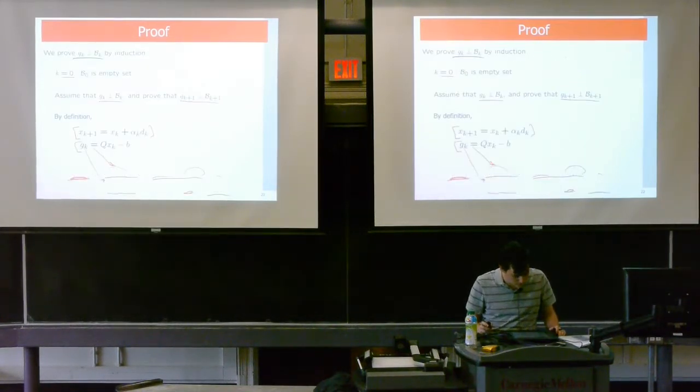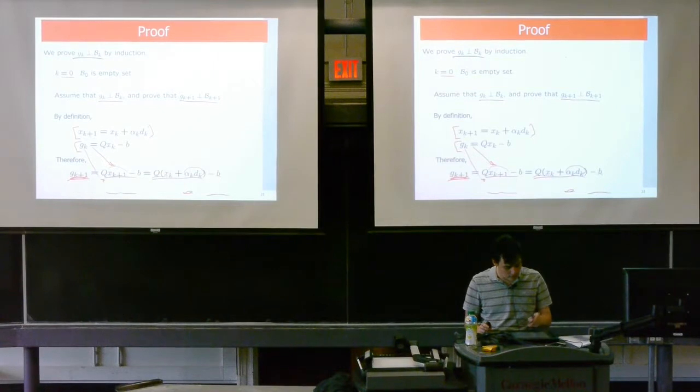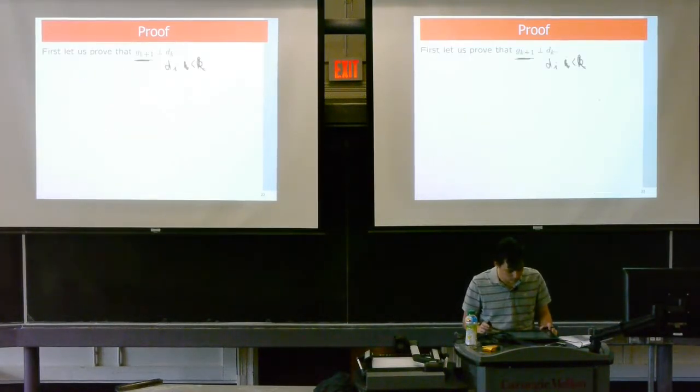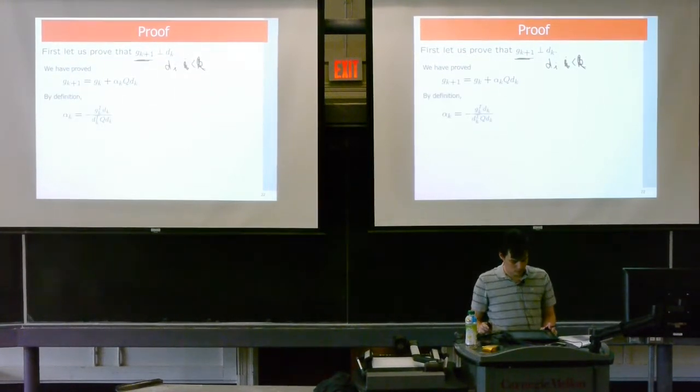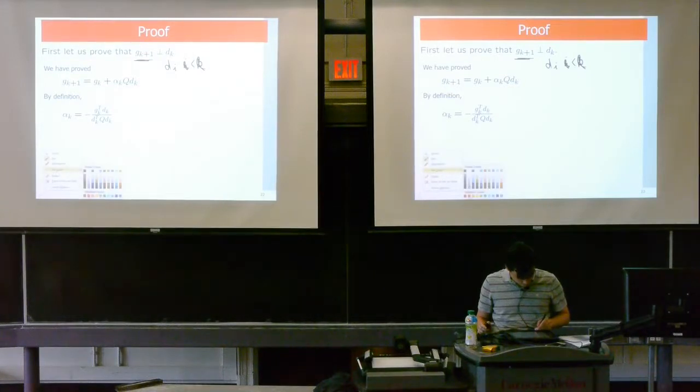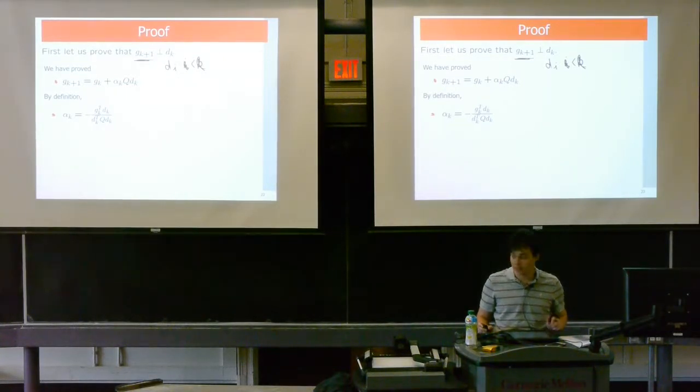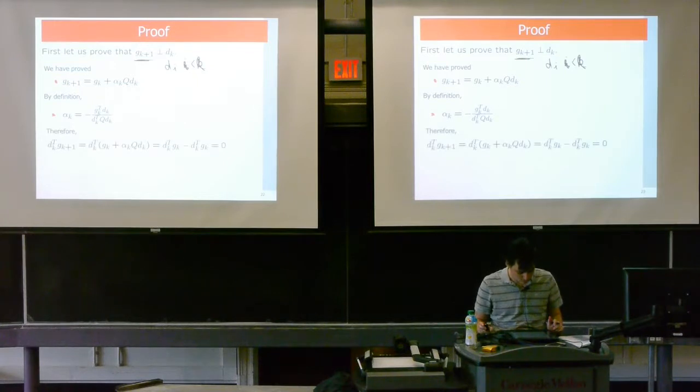So remember that our goal was to prove that gk plus 1 is orthogonal to Bk plus 1, where Bk plus 1 is the subspace spanned by the first k plus 1 conjugate vectors. Okay, and everything is very simple. This is just what we proved in the previous slide. This is the update rule by definition for alpha k.